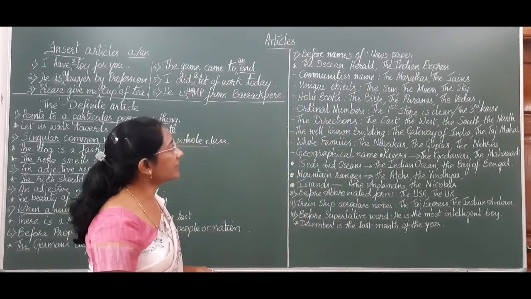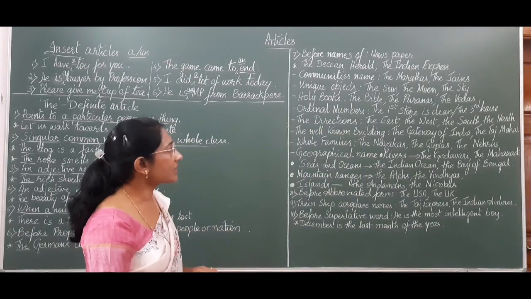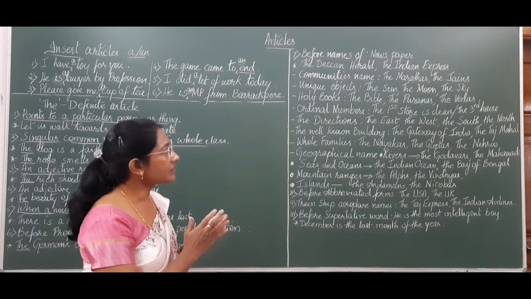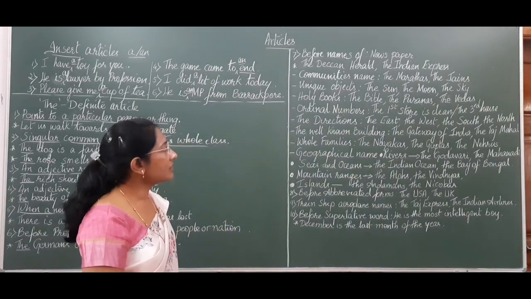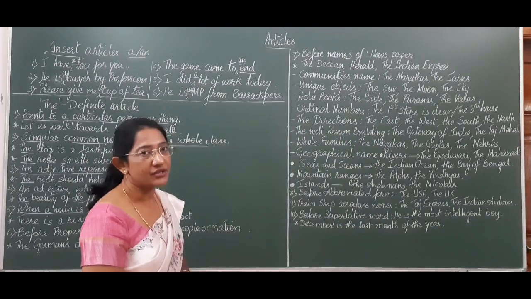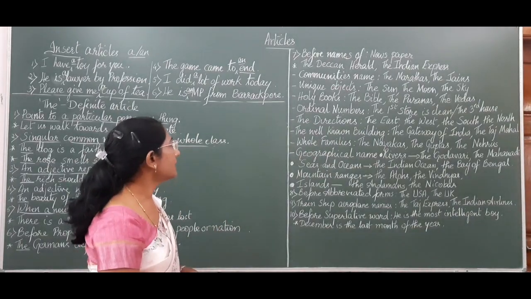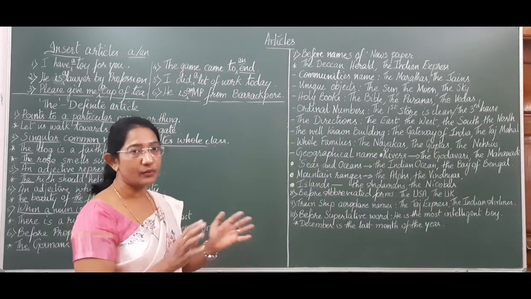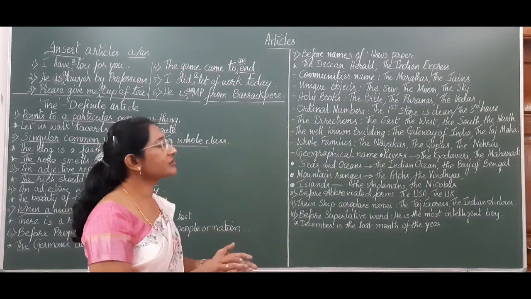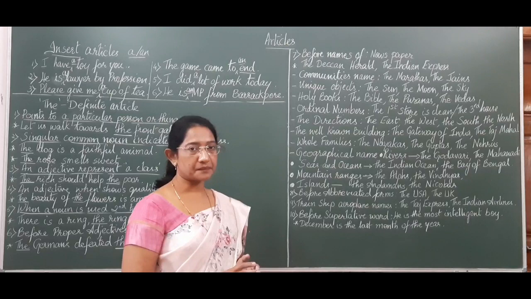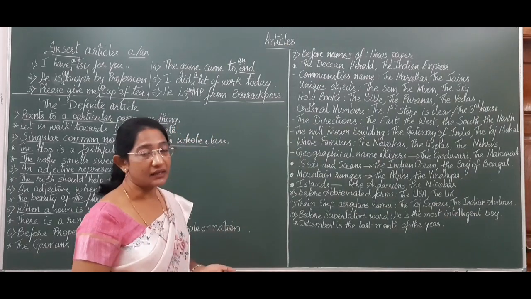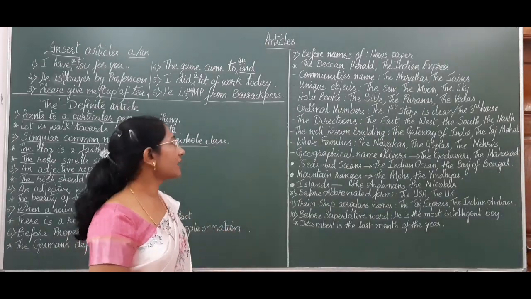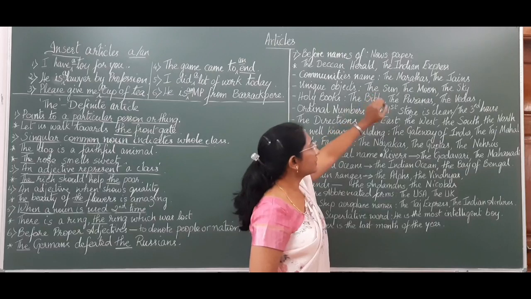Before the community names, so the Marathas, the Jains, you specify the community and so it becomes a particular community and takes the definite article the. Before unique objects, something which is not equal, that becomes a unique thing. So, the sun, nothing can be compared to the sun. So, it is a unique object and we use the definite article the.